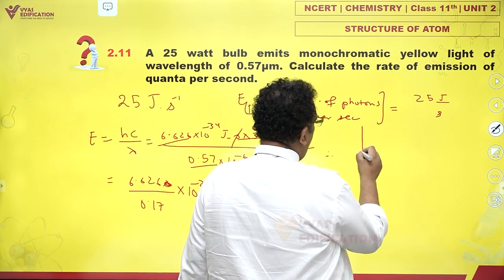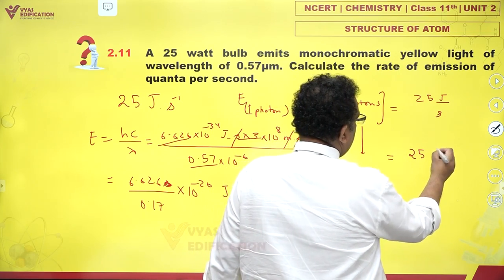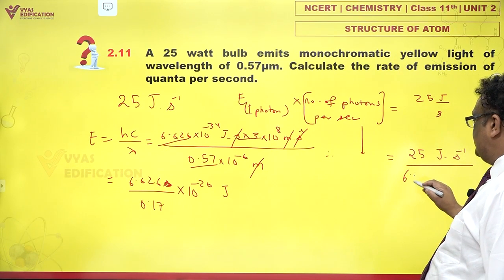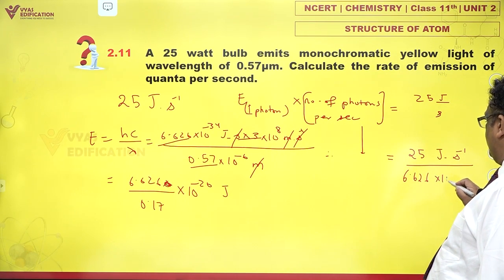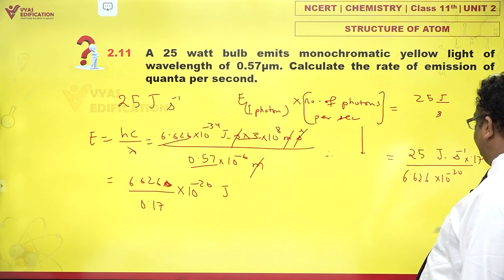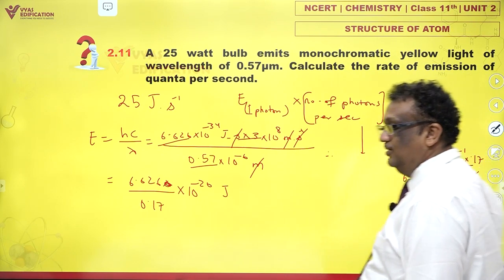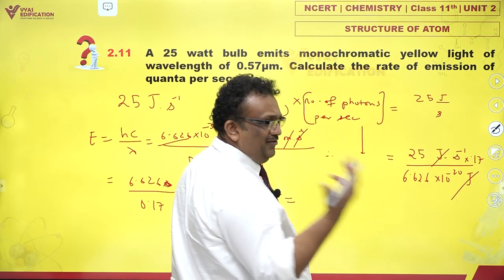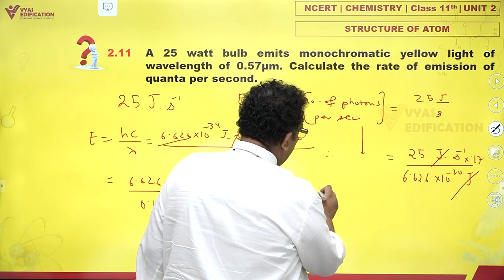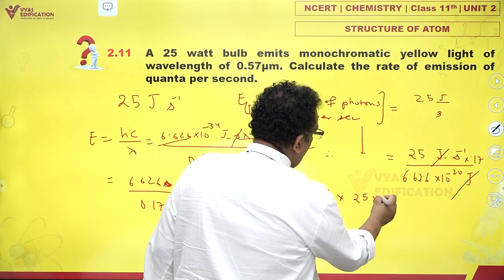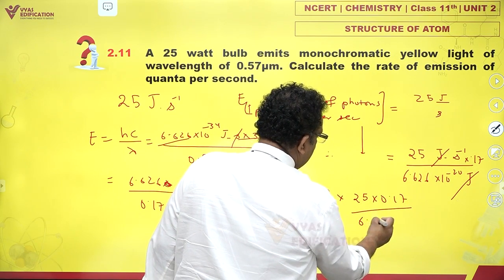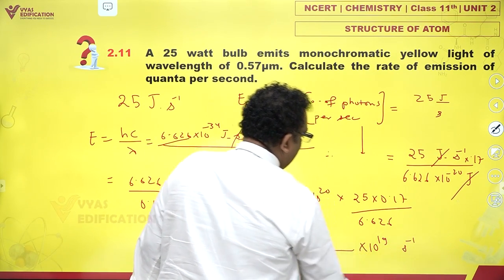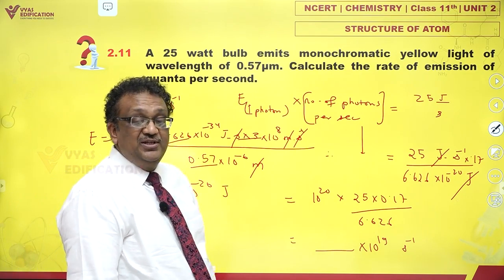Let me substitute this here. Therefore, the number of photons per second is equal to 25 joules per second divided by this hν. What is this? 6.626 into 10 raised to minus 20 into 0.17 joules. Okay, lovely. How much is this? Multiply, divide, just feel happy about this. 10 to 20 into 25 into 0.17, 6.626, something in terms of 10 to 19 per second. These would be the number of photons emitted per second.